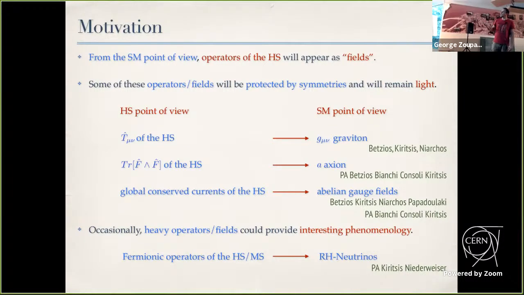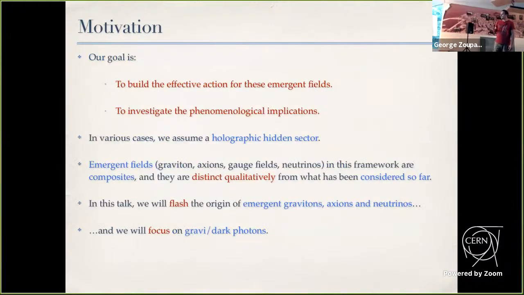Occasionally, even heavy operators, which are not protected by symmetries, can give interesting phenomenology, like fermionic operators of the hidden sector or from the messenger sectors, which can play the role of right-handed neutrinos, and actually they can trigger the seesaw mechanism. So the big scale is good for this mechanism. Our goal in general is to derive the effective action of all these emergent fields and investigate phenomenological consequences.